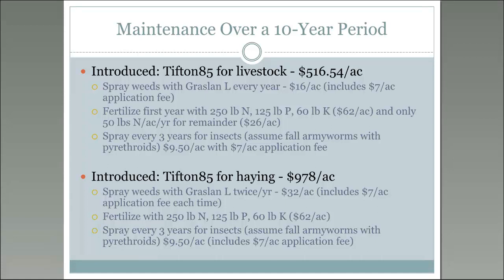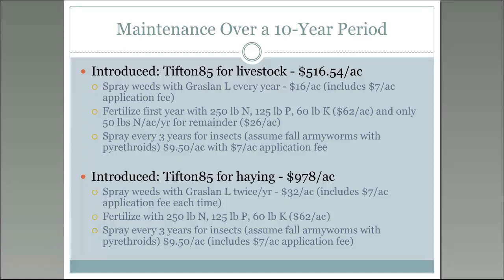When we look at the Tifton 85, when we're grazing it for livestock, we did put in to spray weeds with Grassland L every year. That's typical for a Bermuda grass field. We would fertilize the first year with a heavier concentration of nitrogen, phosphorus, and potassium, which would cost $62 per acre. And then thereafter, because you're grazing it, once we return that livestock to the land, they are sort of cycling and putting a lot of the fertilizer back onto the property for us through their fecal material and urine. And so we dropped that to 50 pounds of nitrogen per acre per year, which is pretty typical for this county. So that was a $26 per acre charge.